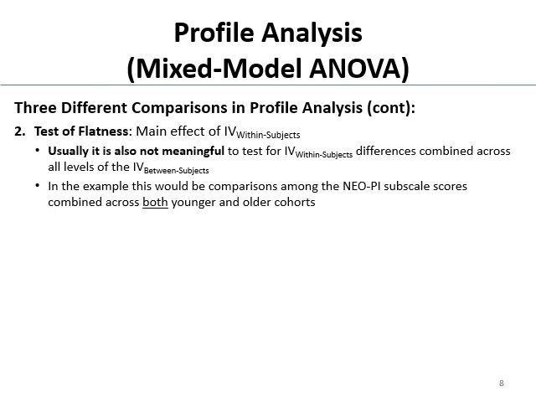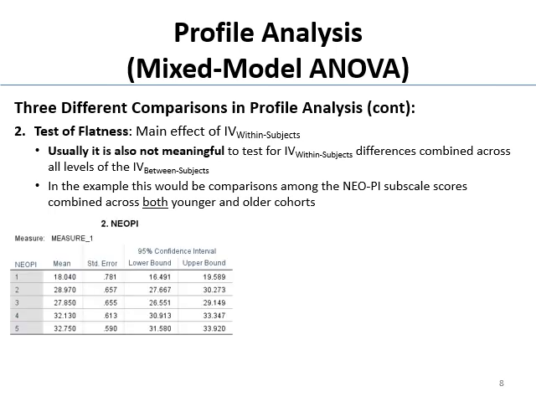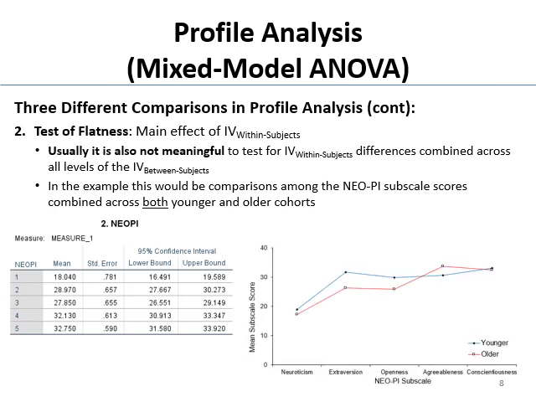The N score versus the whole sample's E score versus their O score, et cetera. So in this case, there'd be five means because there's five levels of the within subjects independent variable, and they are 18, 28, 27, 32, 32. And so what are these means? Well, for that first one, NEO-PI-1, that's going to be neuroticism. It is the average of the neuroticism score of younger people pretending they're old and older people's actual neuroticism score.